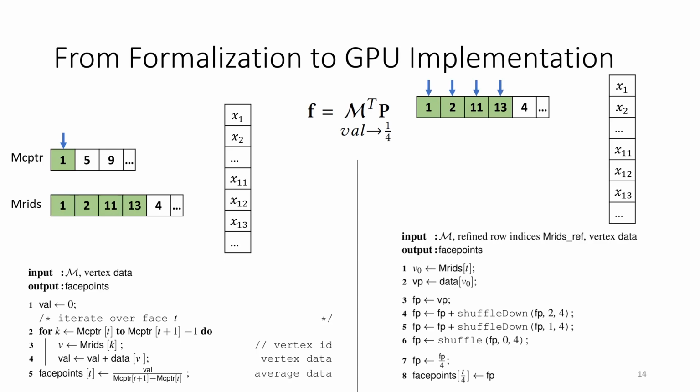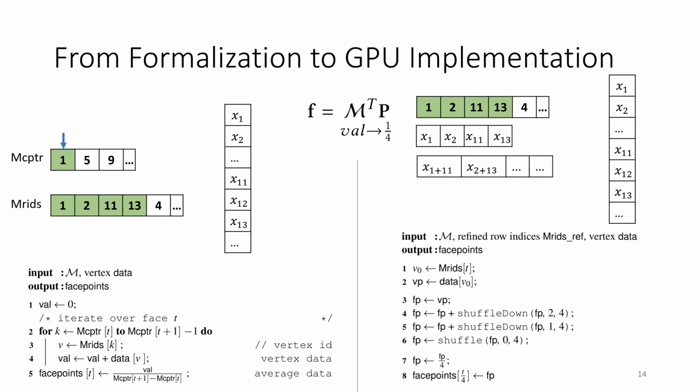They do so by reading their row index and the corresponding vector element. The vector data is then summed up in a parallel reduction using fast warp-level communication primitives. Then the final phase point can again be computed by averaging the accumulated value.